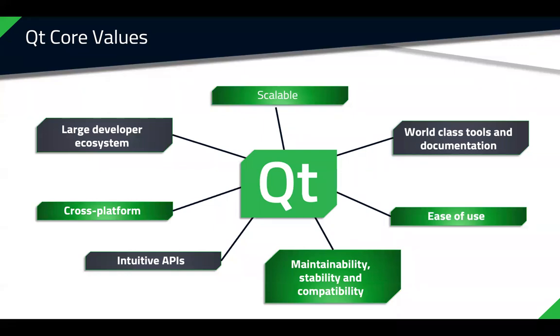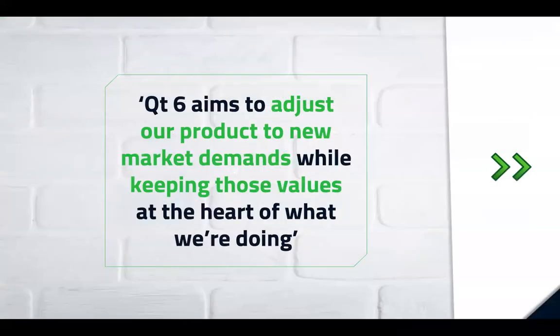Something that we've been working on all those years is to insulate you from the changes of the underlying platforms. So when we do a new version of Qt, what we need to do there is adjust the product to the new market demands, but keep those values at the heart of what we're doing. The market changes, as I showed you with the new graphics architecture. Things change, like the assumption that we had in 2012 that OpenGL can be used as the cross-platform 3D API is no longer valid these days. So we need to adjust the product to handle those things.